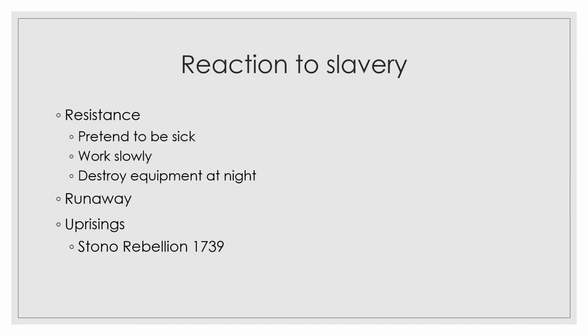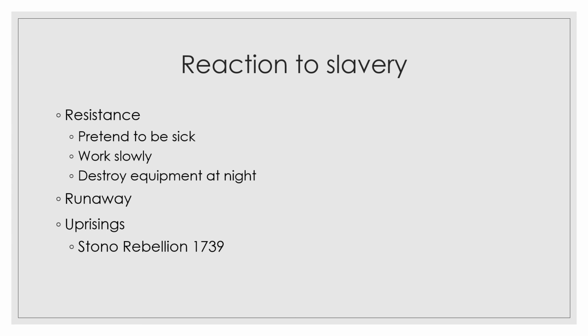So last but not least, we want to look at how slaves reacted to the horrible conditions under slavery: the working conditions, the fear of your family being split up, the constant and ever-present threat of violence. An easy way to resist was to simply pretend to be sick, work very slowly, maybe at night, even destroy equipment. A more obvious example would be running away, but this tended to be more common in your male population. You're not going to see a lot of mothers running away and leaving their children. And then the most extreme would be uprisings.